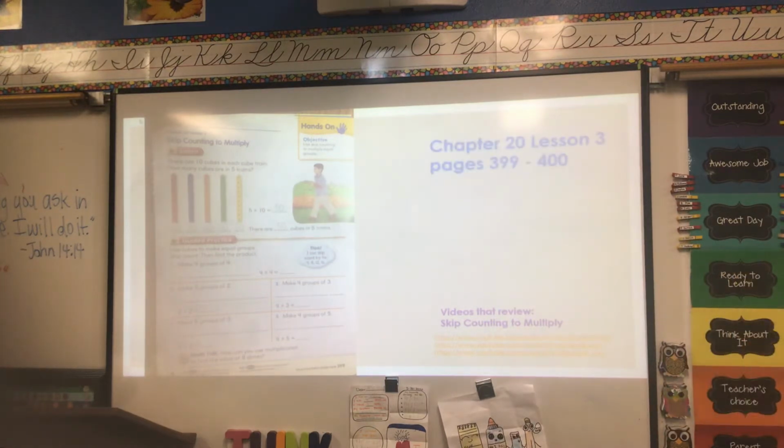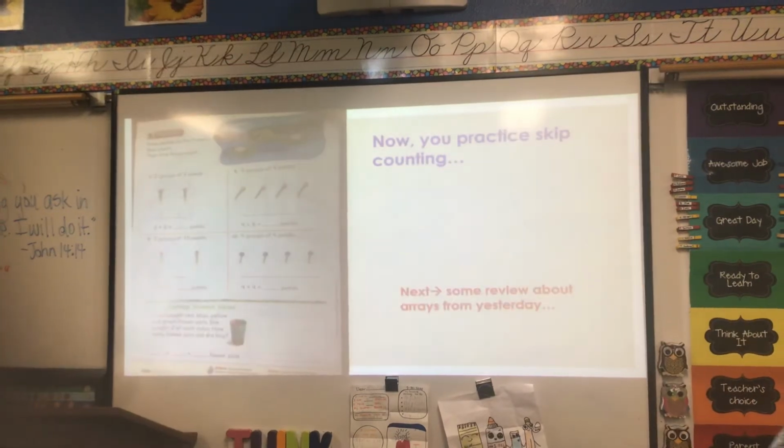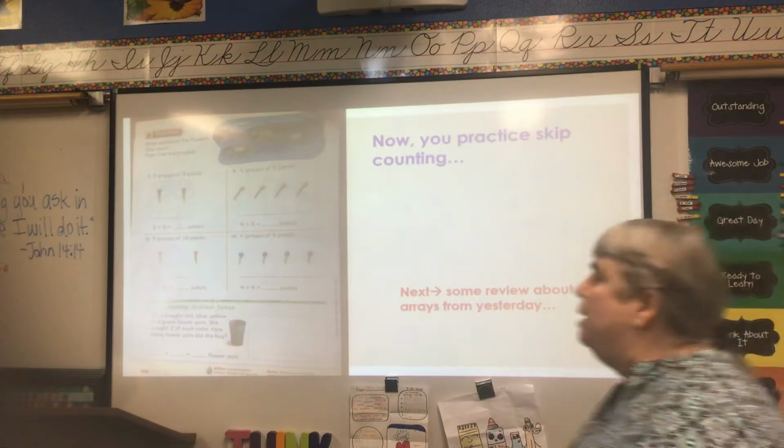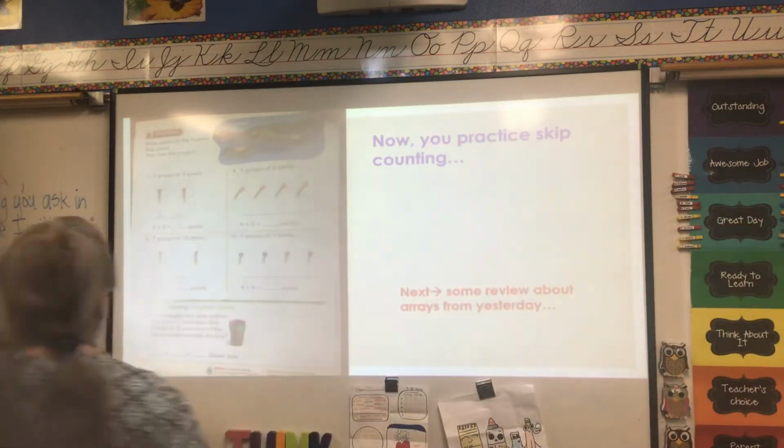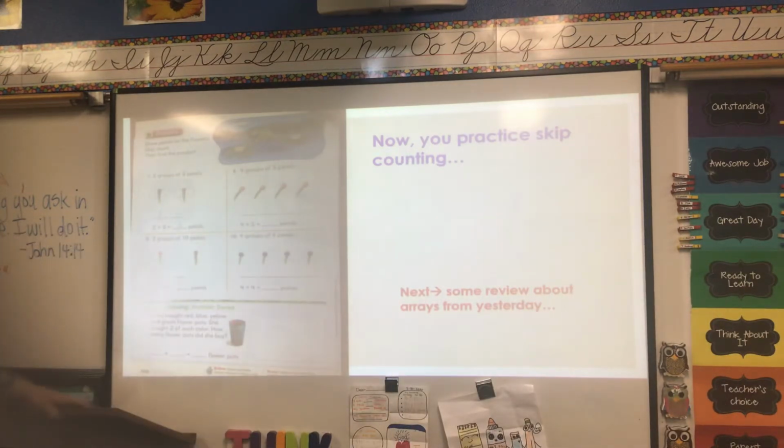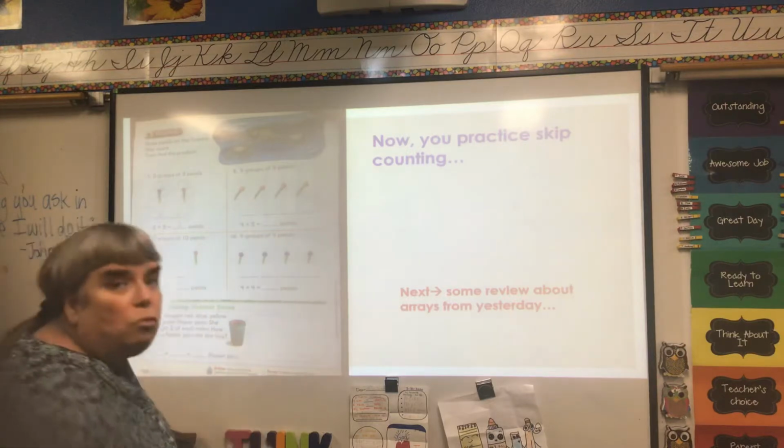See, this is page number 399 and 400, so we're going to look at 400 right now. It has a way of practicing skip counting by drawing petals on flowers. That's like something I've been doing in science, right? Okay, and then you find the product.